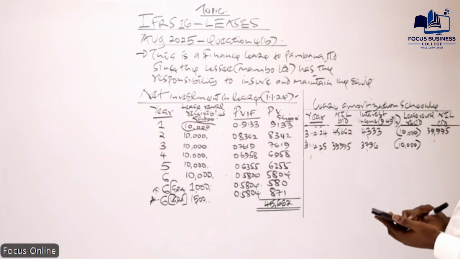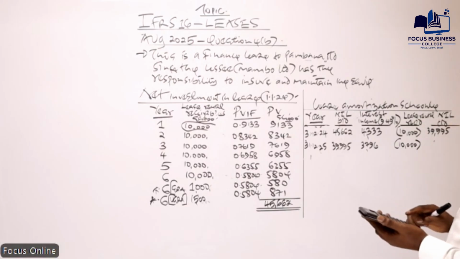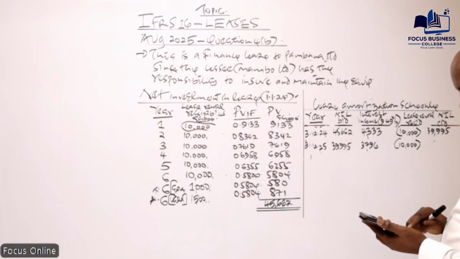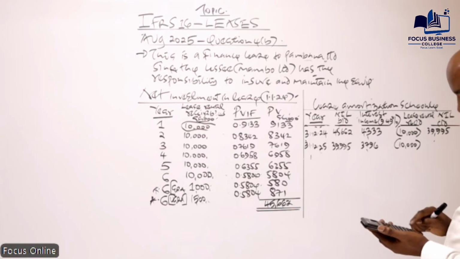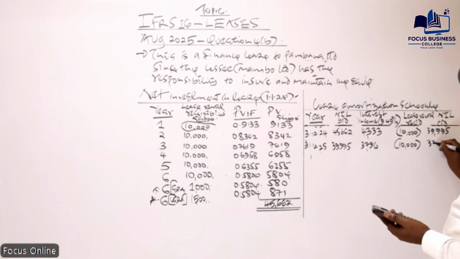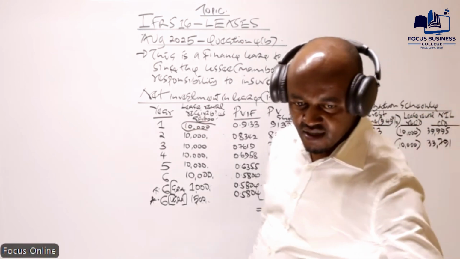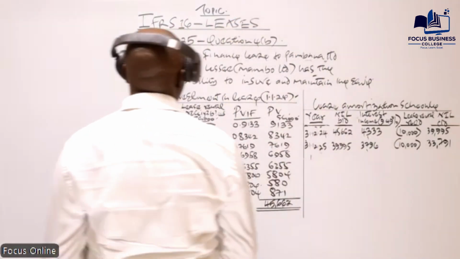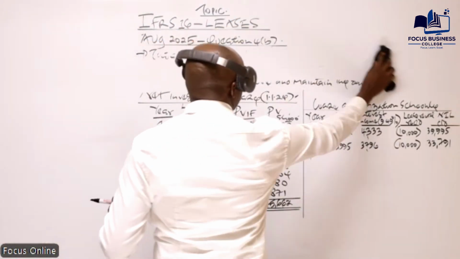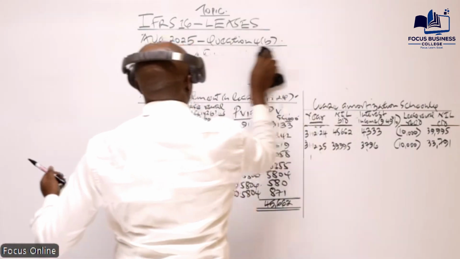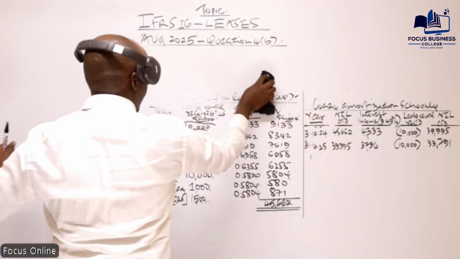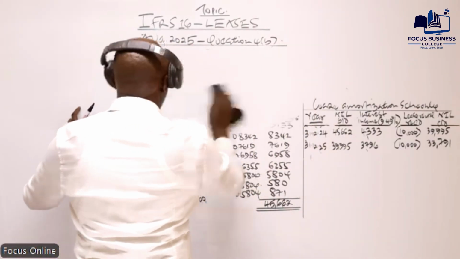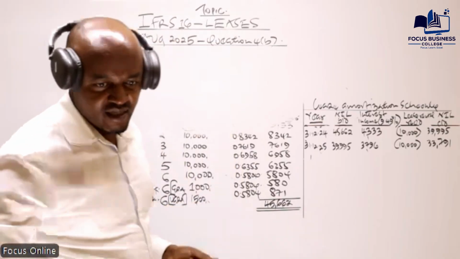So what is the net investment in the risk at the end of year 2? So we have 39,995 plus 3,796 minus 10,000, which will give us 33,791. Is that what you're getting? If yes, please confirm. Now we have the financial statement extract.